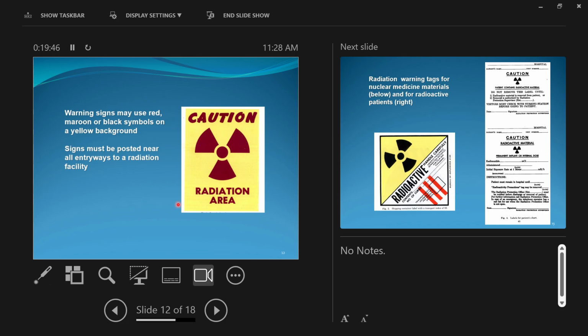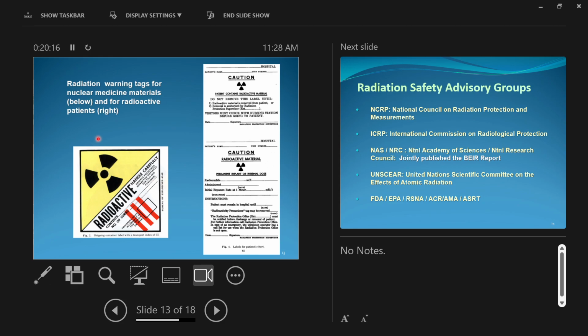The caution radiation area sign has the radiation symbol in the middle. It says in English, caution radiation area. And these are outside of our x-ray rooms. These are required to be posted outside of any entrance to the x-ray suite. They need to be either red, maroon, or black symbols with a yellow background, high contrast, so anyone can see it. Must be posted near all entryways to radiation facilities. Alternate options for other rooms, like nuclear medicine rooms, will have these radioactive signs on them, which is a different thing, a different type of radiation.